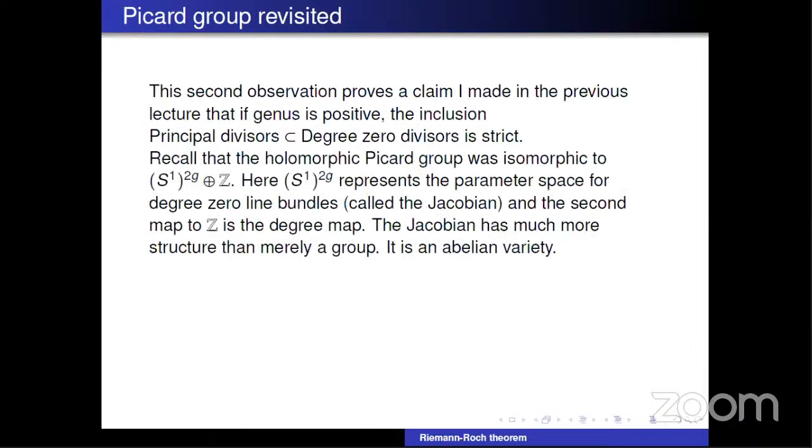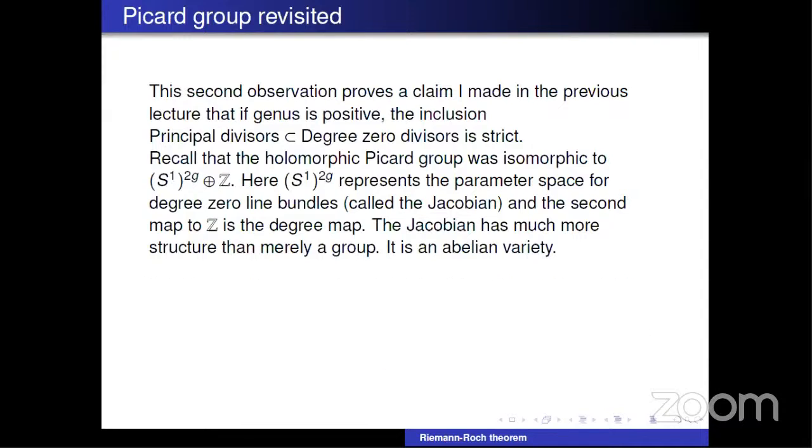Now recall that the holomorphic Picard group was isomorphic to S^1 to the power 2g direct sum Z. Here S^1 to the power 2g represents the parameter space for degree 0 line bundles. It's called the Jacobian, and the second map to Z is the degree map. And the Jacobian has much more structure than merely a group. It's an abelian variety, but I won't go into that.